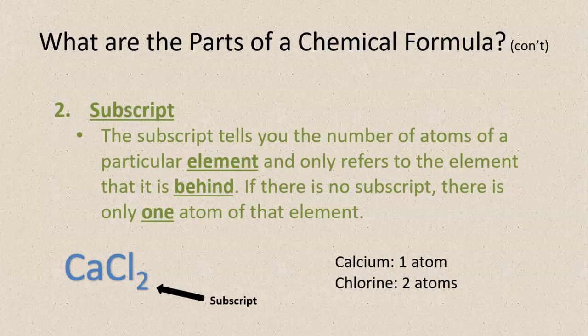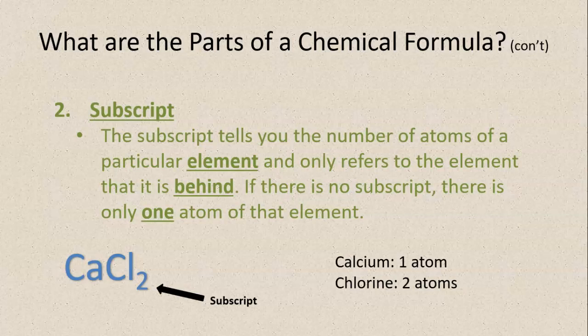So the element that comes right before the subscript is the only element that is affected by the subscript, so to speak. Okay. If there's no subscript, then that means that there's only one atom of that element. I mean, the letters wouldn't be there if the element wasn't there.